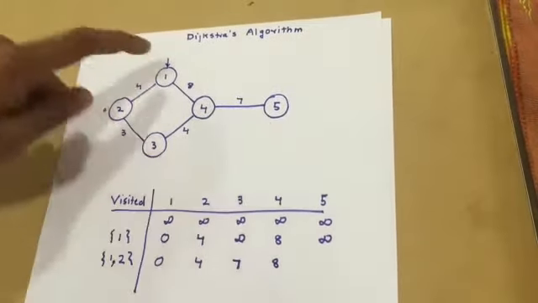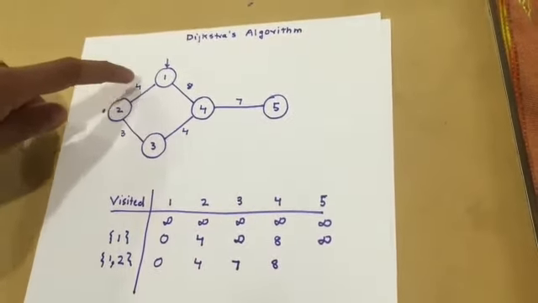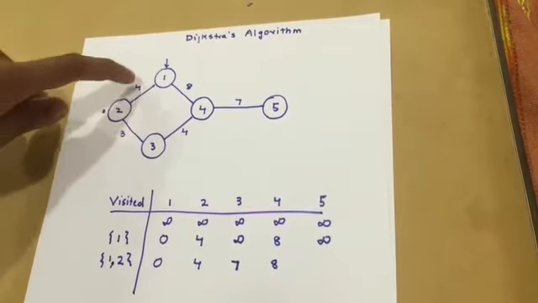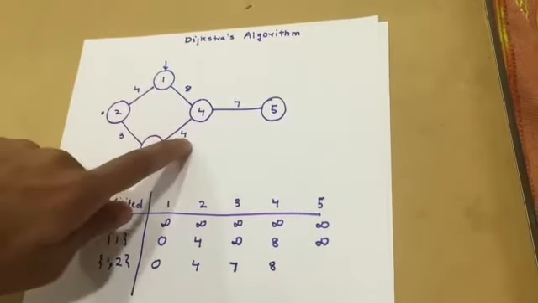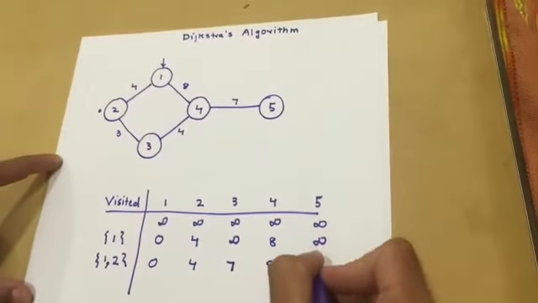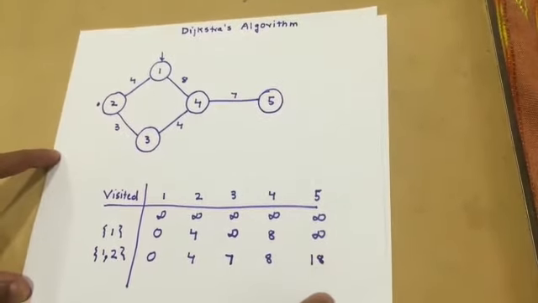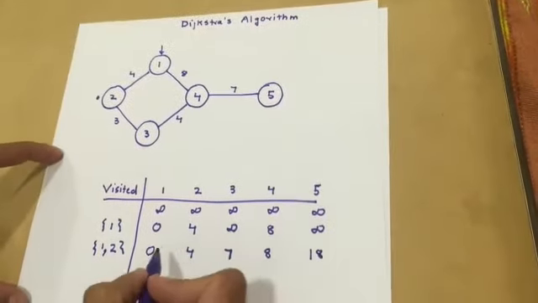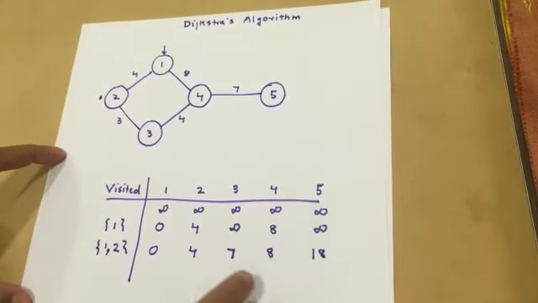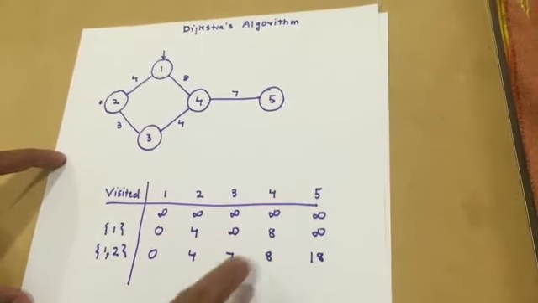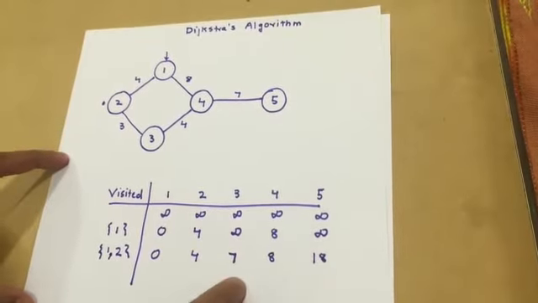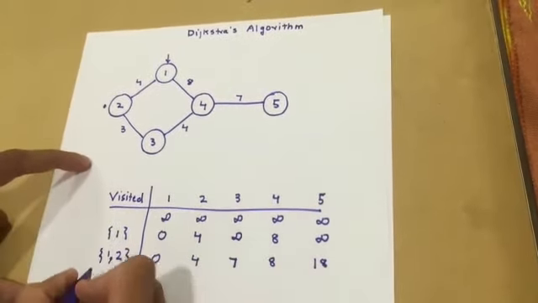And for 5, this distance will be what? 4 plus 3, 7, plus 4, 11, plus 7, 18. Since it was infinity, 18 is lesser, so I'll put down 18. Okay, so now I've visited 1 and 2. Now which is the smallest among 7, 8 and 18? 7, right? So the next node we visit will be 3.